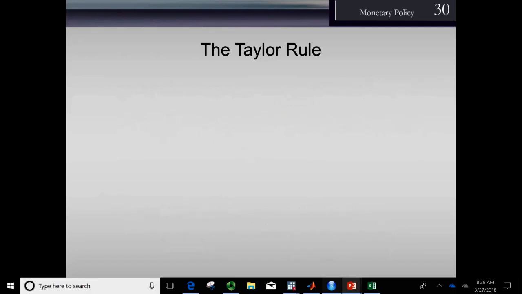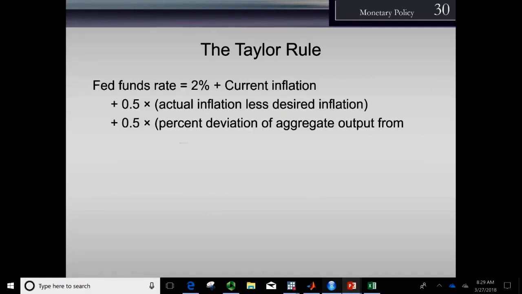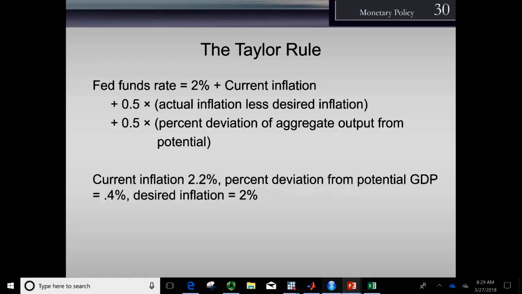So let's review some current events here, okay? Here I'm just going to restate the Taylor rule as it was stated at the end of the last slide. And I've gone and I've looked up the current situation. What we know is that last week the Federal Open Market Committee met and they raised the target Fed funds rate to a range in between 1.5 and 1.75%. So they've increased the Fed funds rate. Ultimately, how far are they going to raise the interest rate this year?